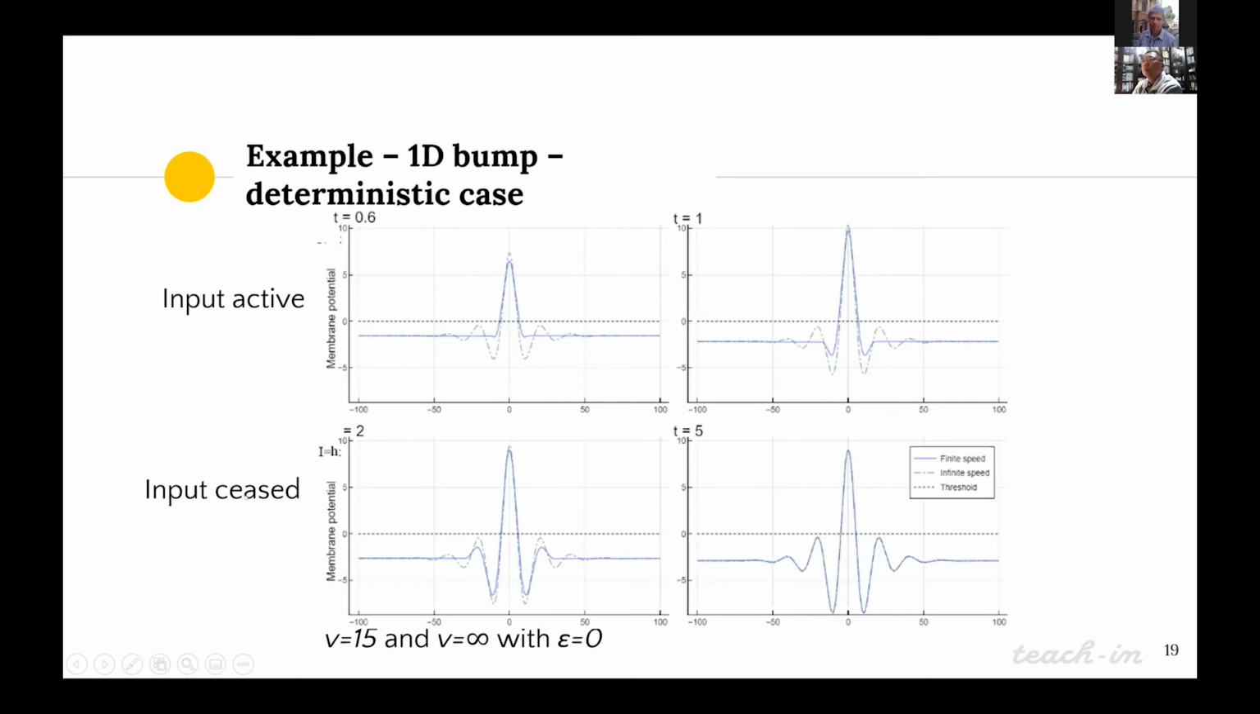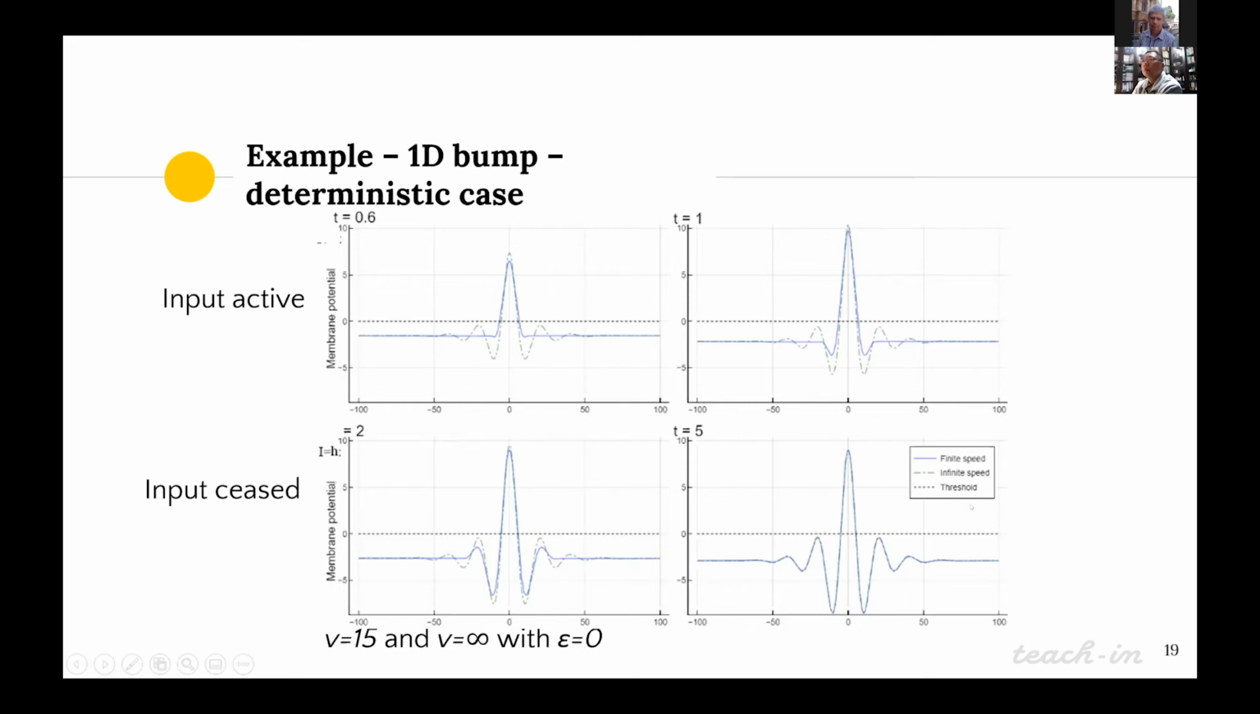Then, as the input has ceased, the amplitude of the solution reduces, but it does not go back to the initial state. So even after the input has ceased, we have a stationary solution which reflects the properties of the external input. So this is what we call working memory. The neural field retains the information about the external signal when this signal is already turned off.